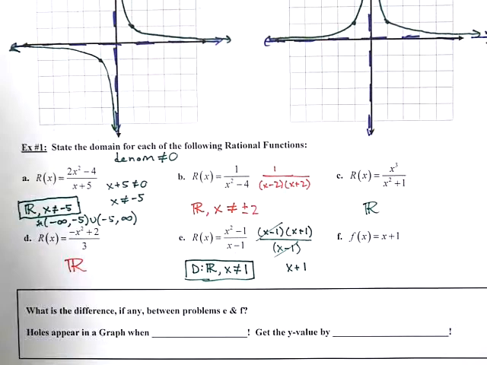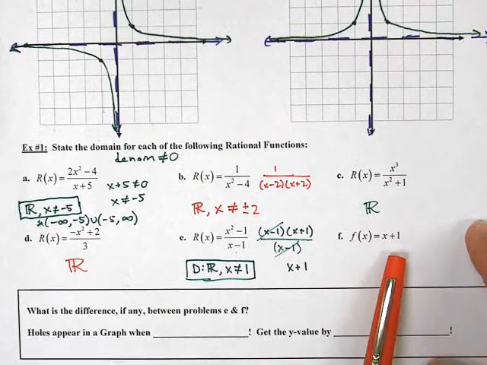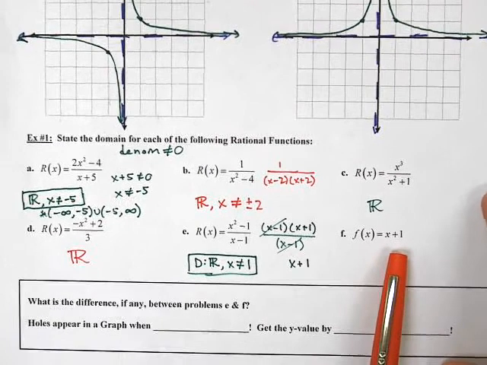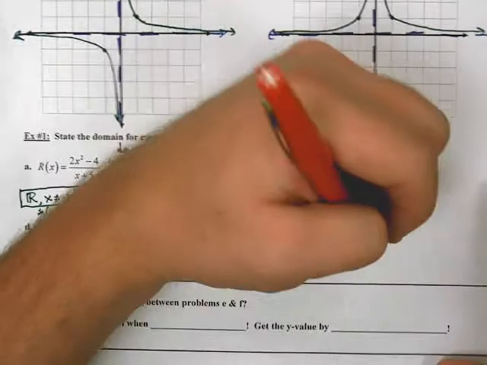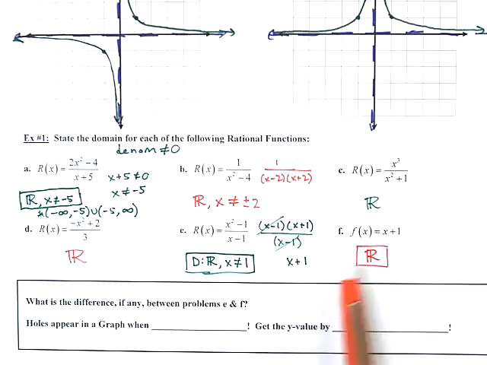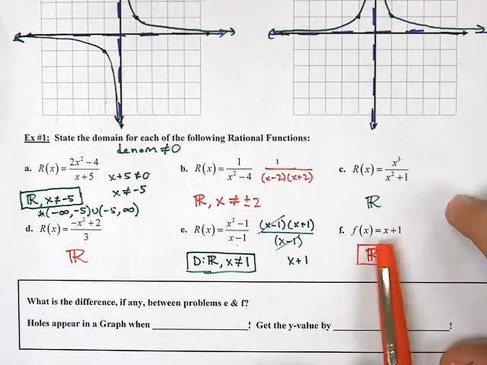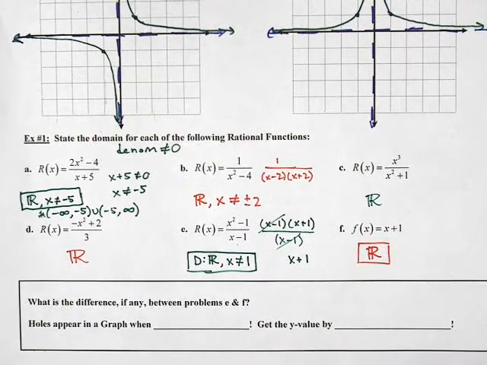When I look at F, these are the same thing, right? X plus 1, x plus 1. Did this have a restriction in the denominator? Absolutely not. So this one is just all real numbers. So there's a big difference between these two. Even though the functions are going to look very similar when you graph them, there's a restriction.